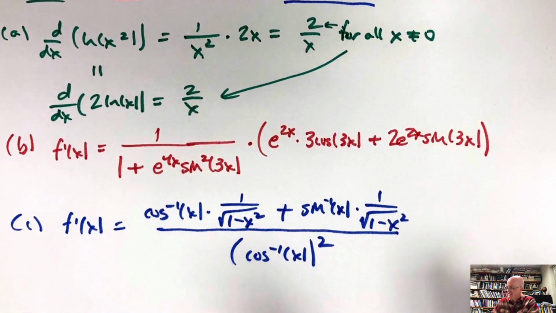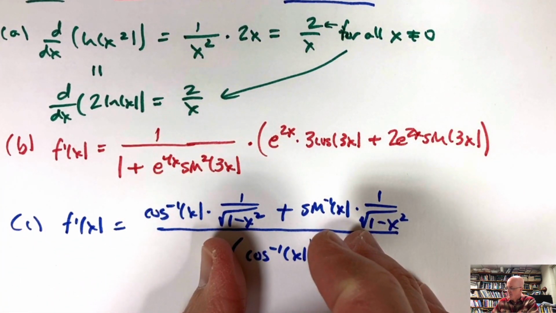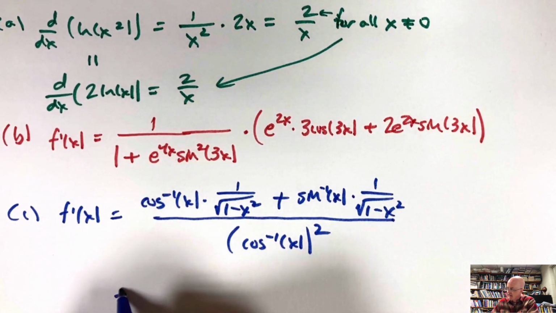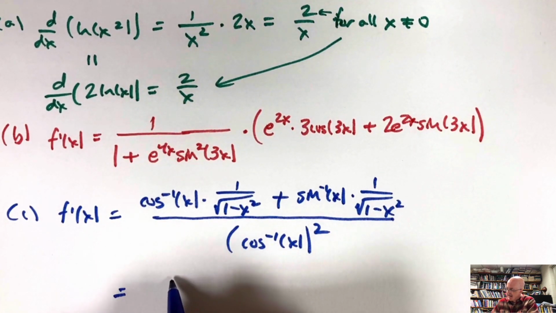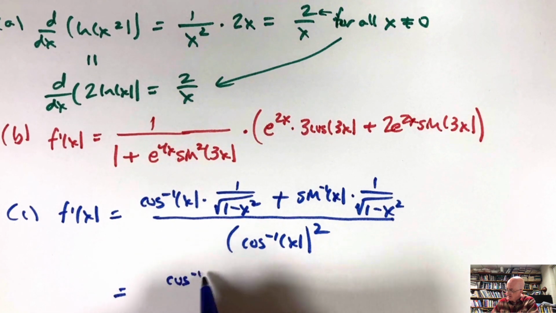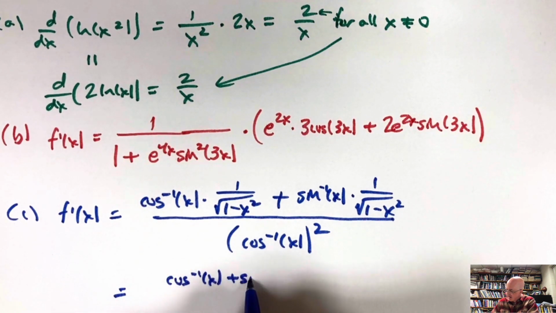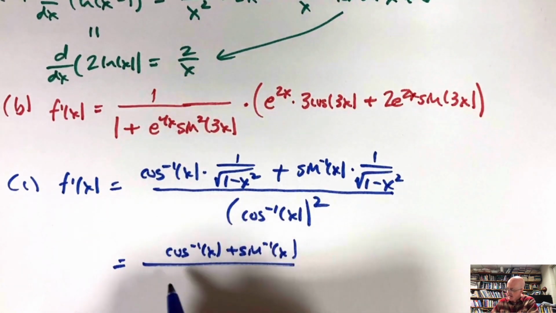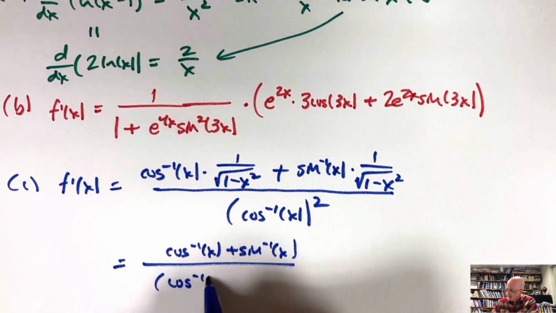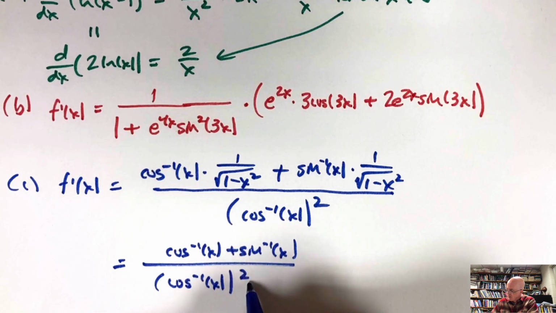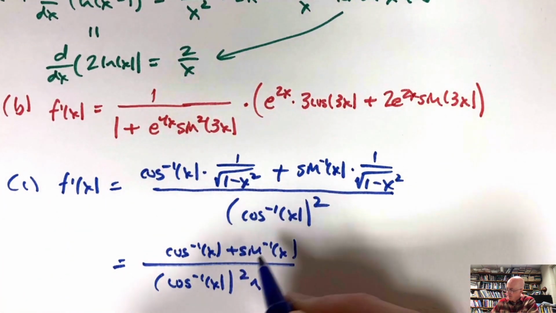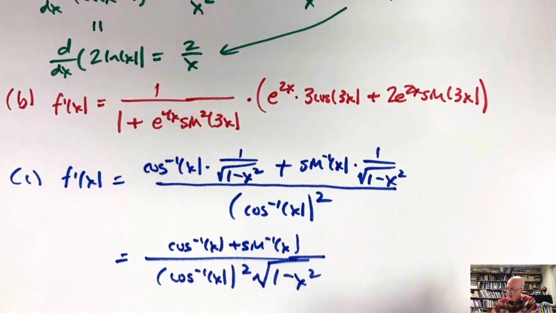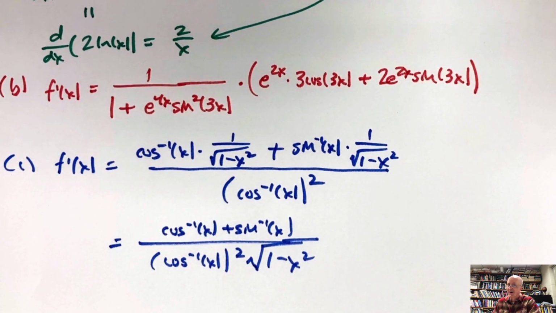Could you simplify this? Well, you could combine the fractions up top. You could also write the whole thing as one fraction if you like. That might be worth doing, I guess. You could write it as inverse cosine of x plus inverse sine of x, all divided by this thing, inverse cosine of x quantity squared, and also the thing we divided by on top, square root of 1 minus x squared. Okay? Wow, derivative rules really are amazing.